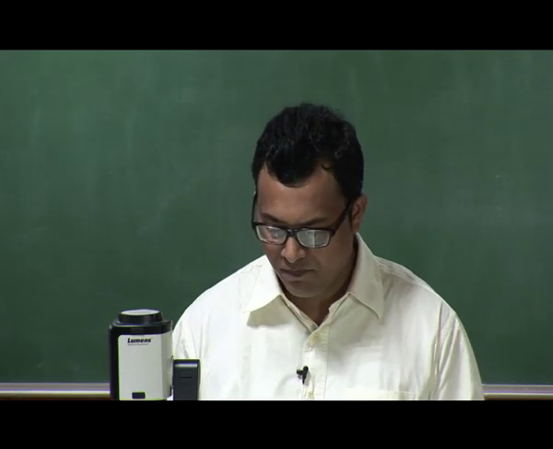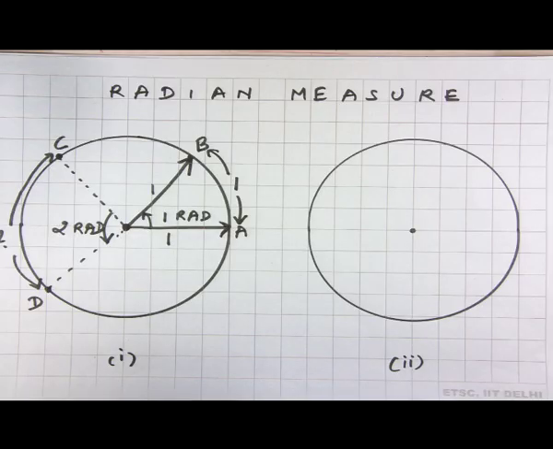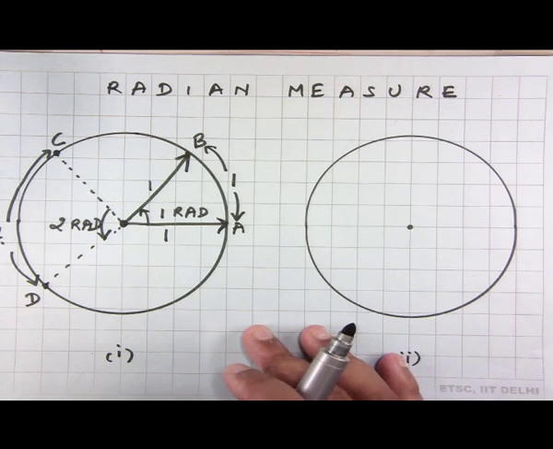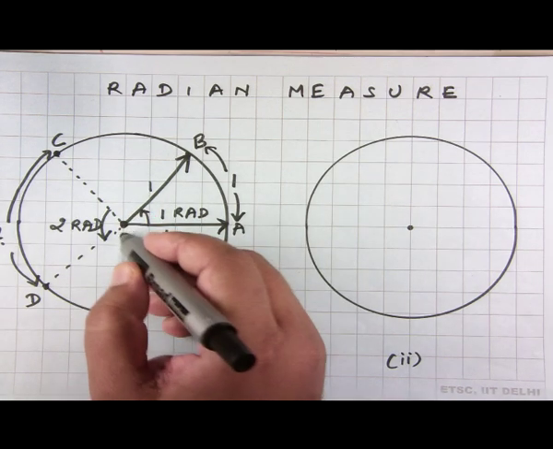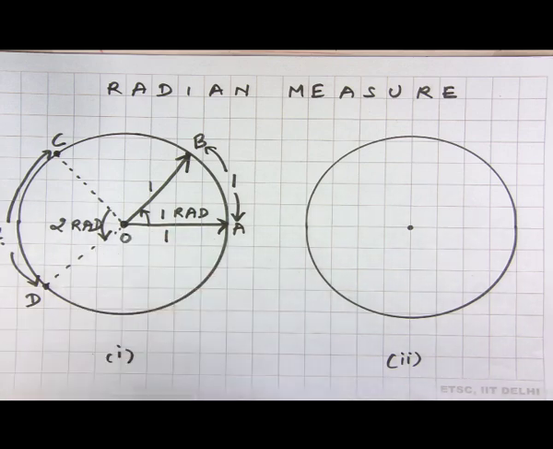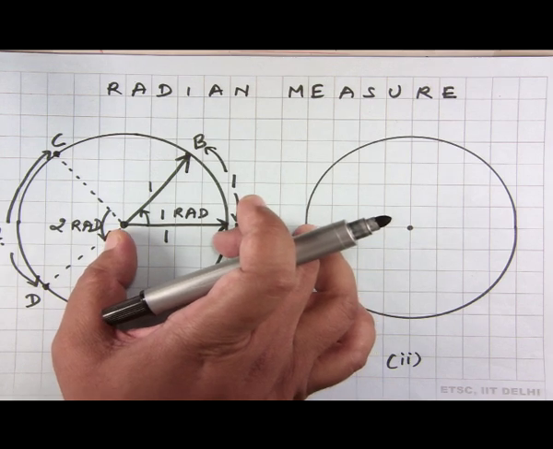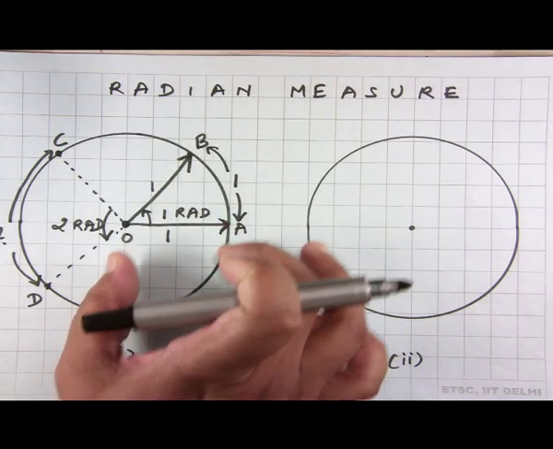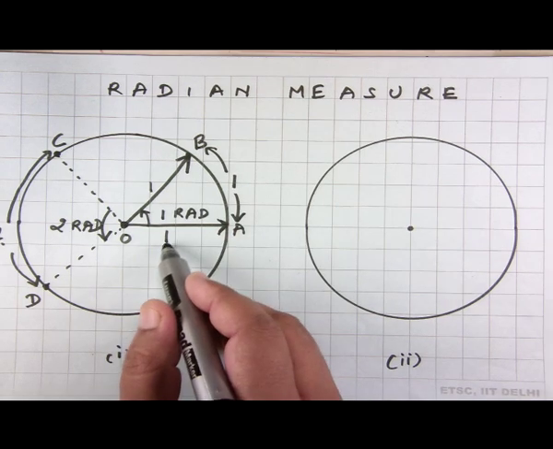Another measure of angles is called the radian, and that might be new to some of you. The way it is defined is, let us look at the circle here whose center is at this point O and whose radius is 1 unit. So, this is a unit circle, okay. And then consider this ray OA. So, this is a radius OA, length is 1 unit.